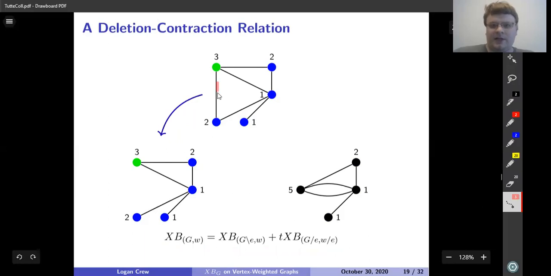So up here now there's an edge. And now there's no edge here. So I'm going to do the same thing. So let's take this particular coloring. Again, it doesn't need to be proper. It could be or not for XB.